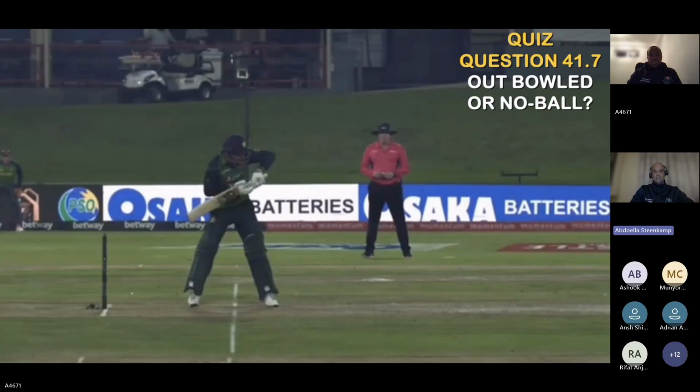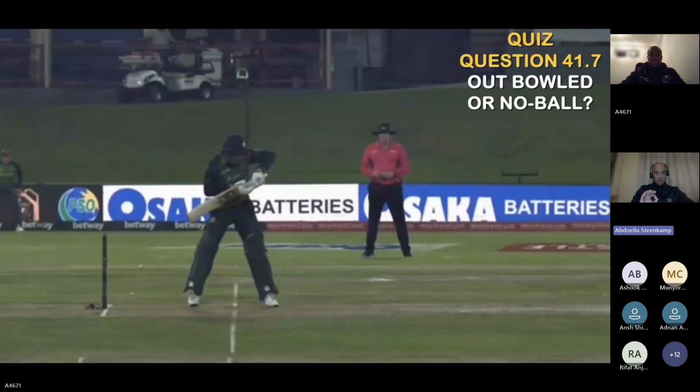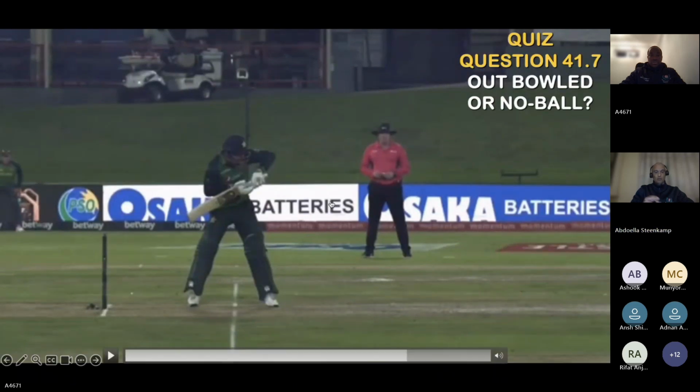The only question, Rifat, that you ask yourself is: batter standing upright at the popping crease, was the ball above waist height? If yes, you need to call and signal no ball. If no, then it's a fair delivery. In this case, the answer to the question is yes. Standing upright at the popping crease, the ball was above waist height, and that's why this is a no ball.